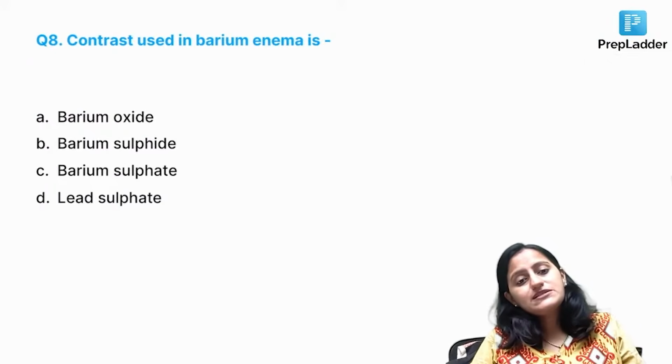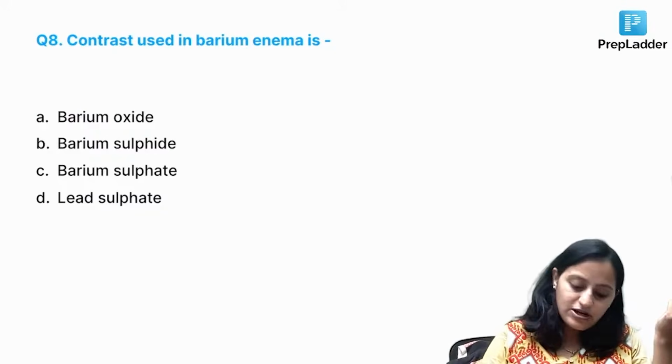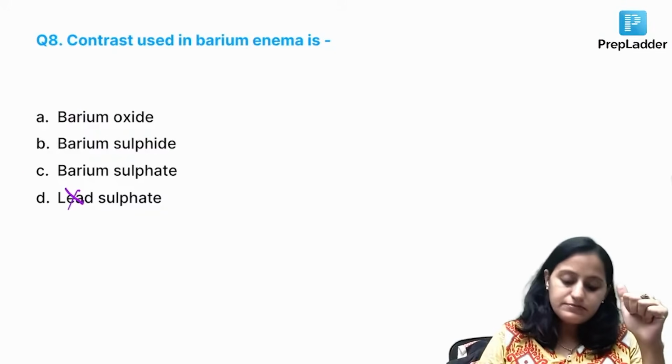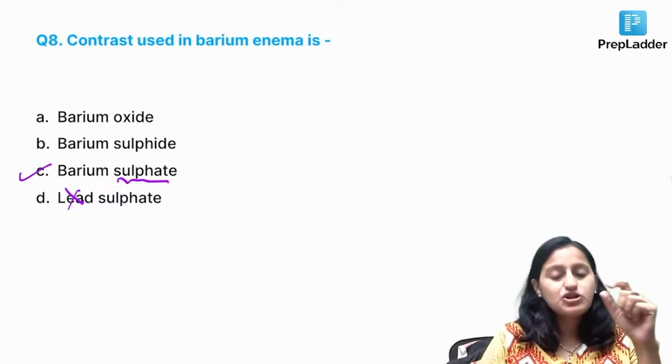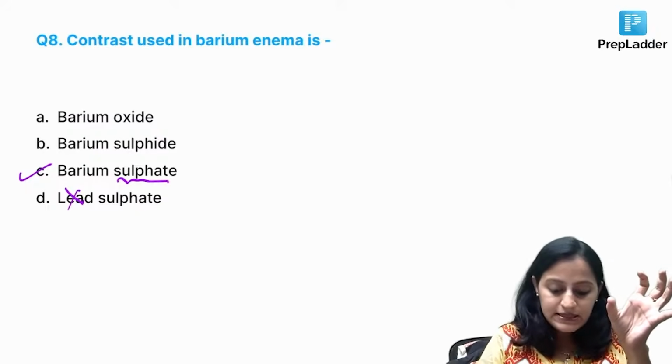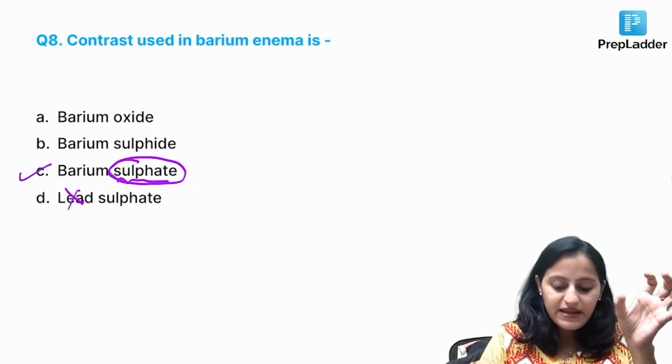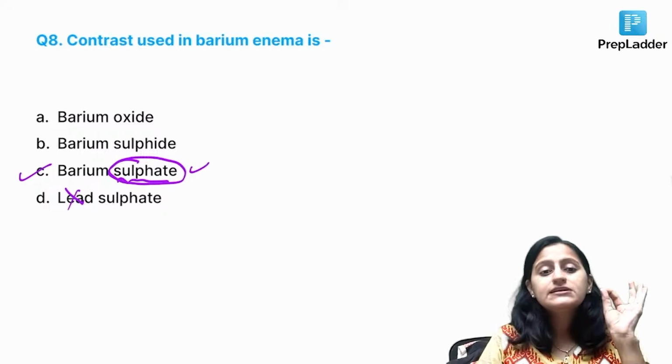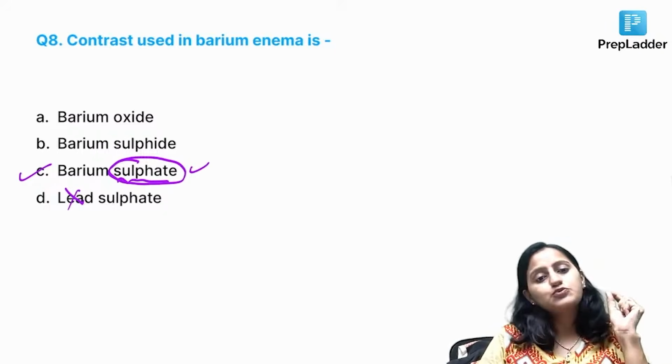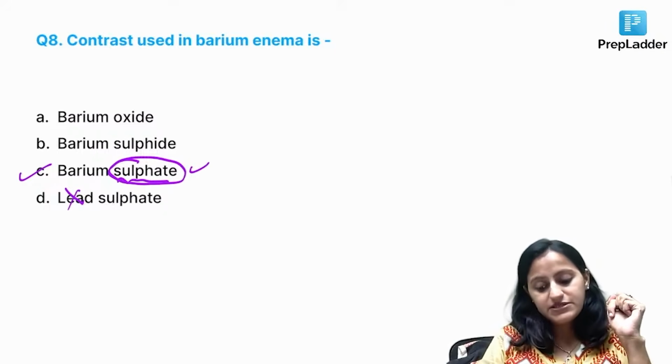Going to the next one. What is the contrast used in barium enema? Of course, it's not lead. What barium? It is barium sulfate, not barium sulfide or barium carbonate. Remember, it is barium sulfate, which is inert, non-toxic. So barium sulfate is what is used as a contrast in barium studies.